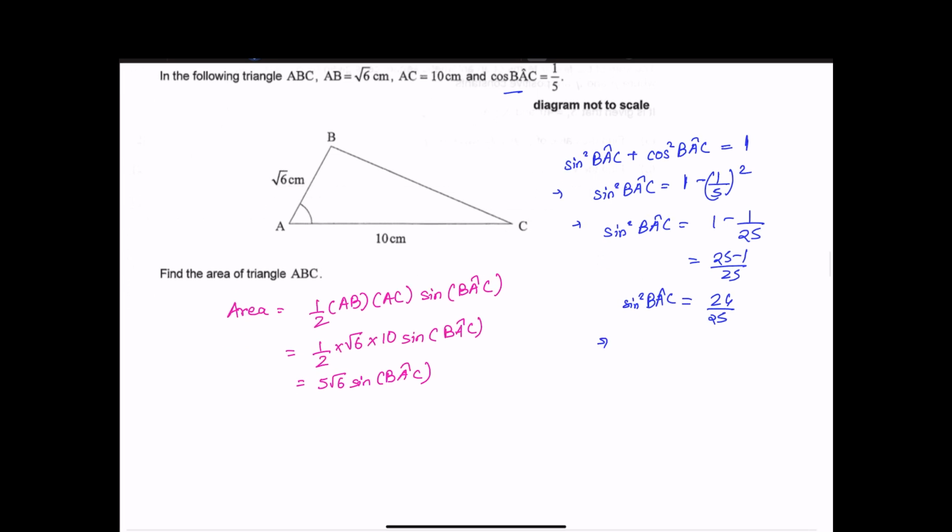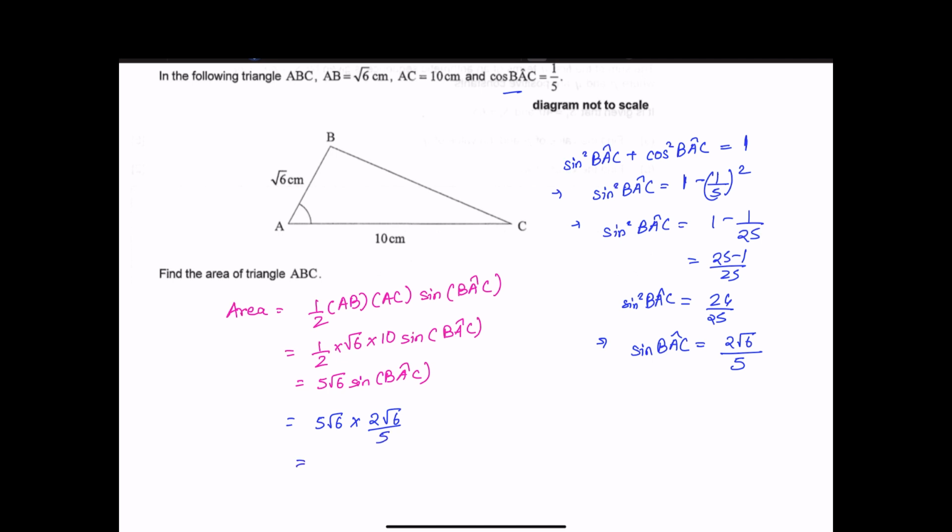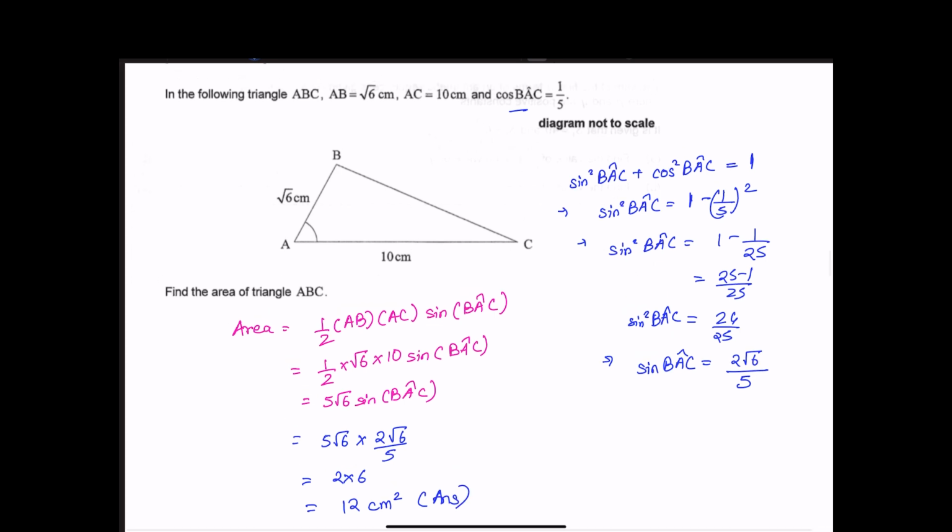Right. From here, sine of BAC would be root under 24 over 25. Root 25 is 5. Root 24 is 4 times 6, so I can write it as 2 root 6. So finally the area would be 5 root 6 times 2 root 6 by 5. 5 and 5 will cancel out, so finally we'll be left with 2 times 6, that is 12. And you have to use the unit, so its area will be 12 centimeters square, which is the answer to this question.